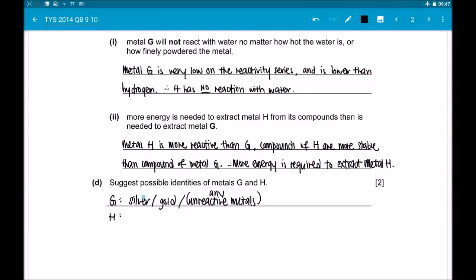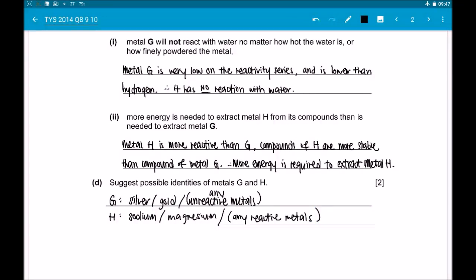Yes, and for metal H, since it's more reactive, you can choose metals from group 1 and group 2 such as sodium and magnesium and even calcium. So metal H will be metals which are higher in the reactivity series.